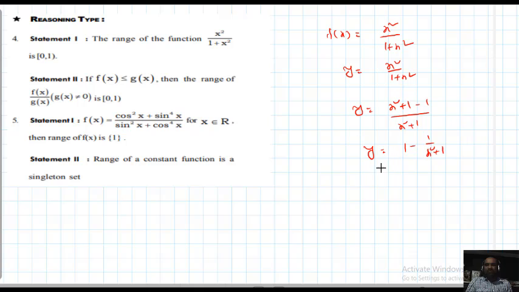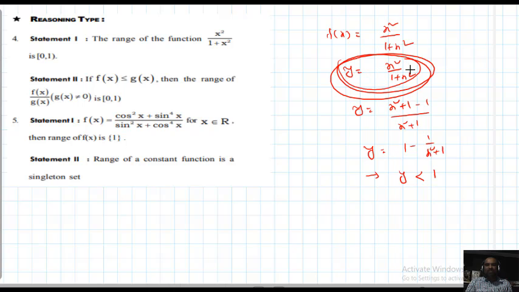So what is it showing? Your y value should be less than 1, not equal to 1, because this value is never 0. The meaning of that is your y value should be less than 1. And what is this saying? Your y value should be greater than or equal to 0, because the right-hand side is never negative. What is the meaning of that? Your y value may be 0 if x is equal to 0.